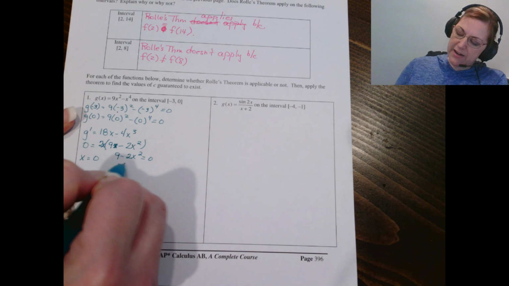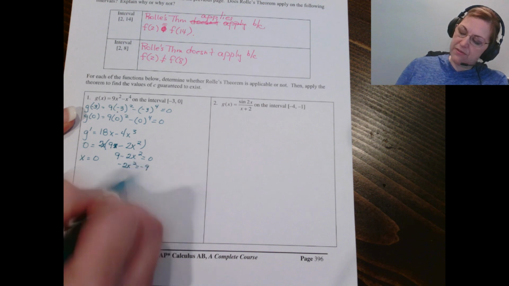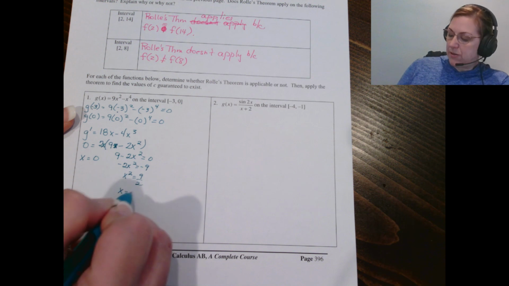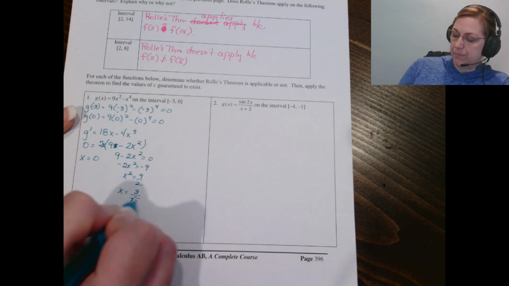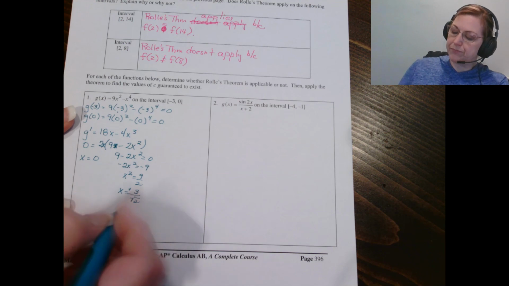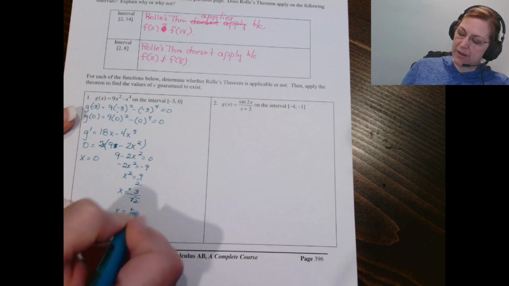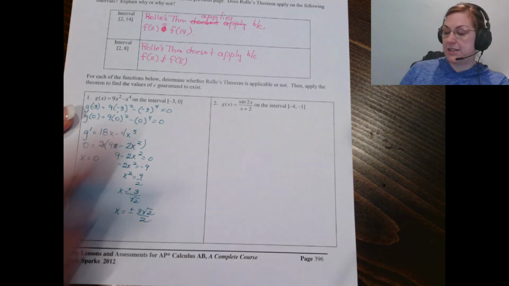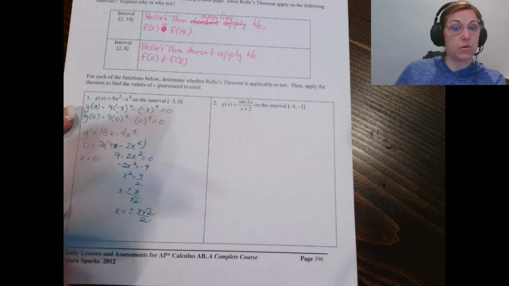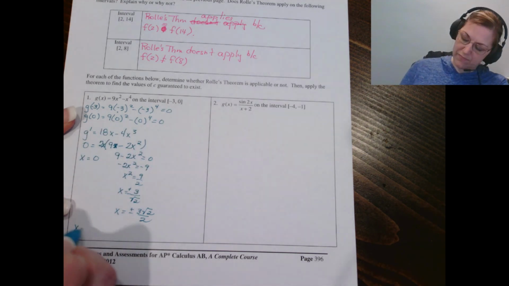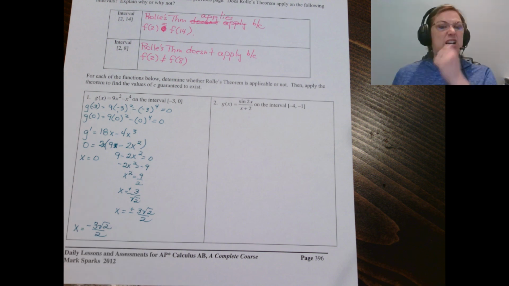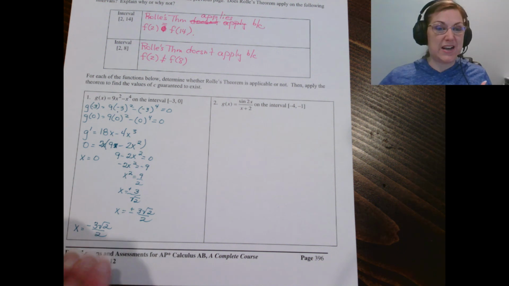I'll move the 9, divide by 2, and I've got that x equals plus or minus 3 over the square root of 2. So x equals plus or minus 3 square root of 2 over 2. But remember, we're only guaranteeing the one on this interval, which of course would be the negative one here. And that's what's guaranteed, that there's a place where the derivative equals 0 on this interval, and it happens right here at this value.